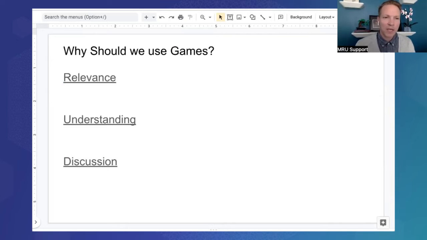Or sorry, why should we use games? Relevance. To make econ come alive, you can use these games. They're all pretty fun, and they should aid in understanding the various concepts each one teaches. And they also prompt discussion. Anytime you're using either a real world example or a game, this is how I think about it: it should be relevant to the topic, increase understanding, and spark discussion. Hopefully all these games do that.